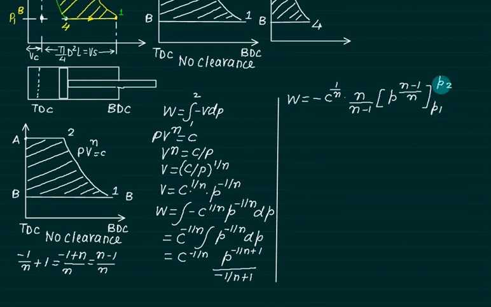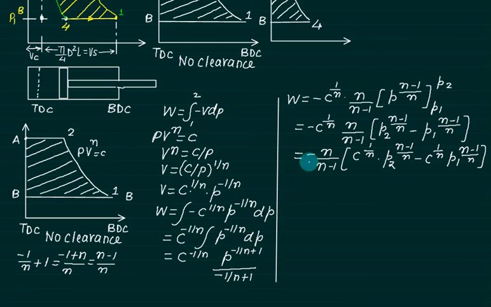What we get is minus C to the power 1 by n upon n minus 1, where the upper limit is P2 and the lower limit is P1. Now we shift this C inside. So we get minus n upon n minus 1, C to the power 1 by n P2 as it is, minus C to the power 1 by n P1, to the power n minus 1 upon n.